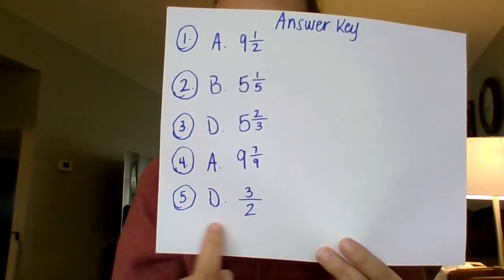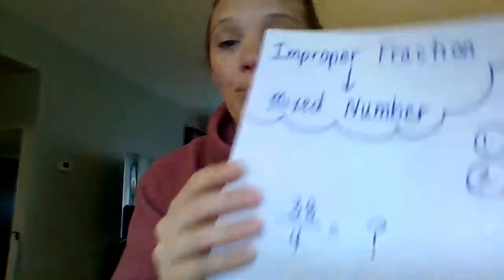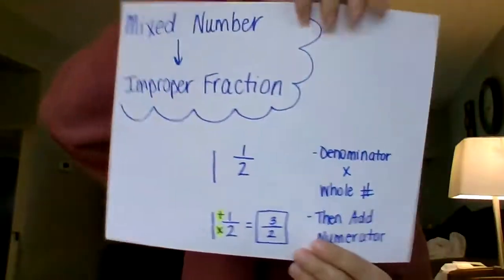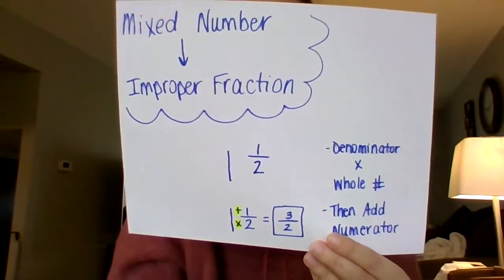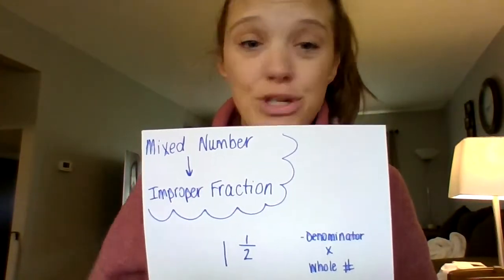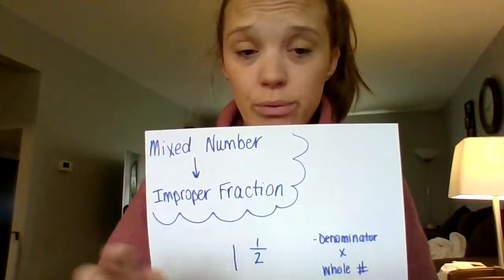Now, number 5 was not asking you to take an improper fraction and turn it into a mixed number. Number 5 was actually looking for you to take a mixed number and turn it into an improper fraction. This is also review from last chapter. I've already taught this to you, okay?